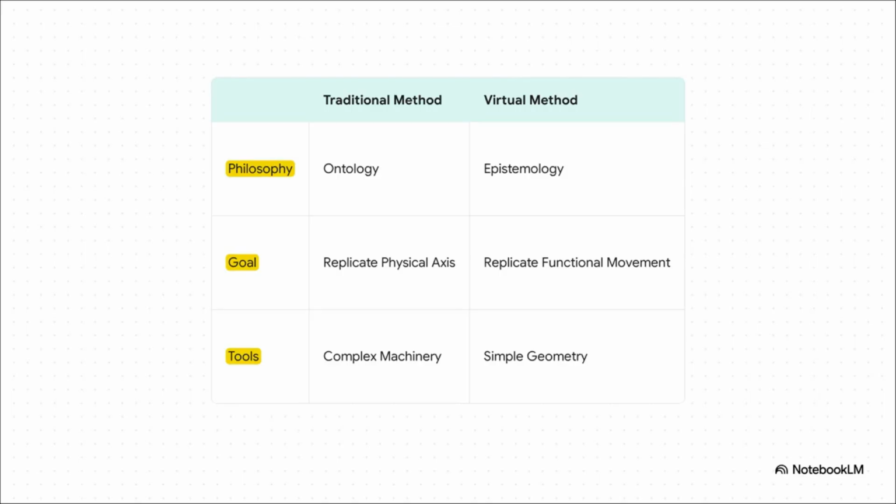This table just lays it all out. The philosophy shifts from ontology to epistemology, from chasing the territory to perfecting the map. The goal changes from replicating a physical axis to replicating a functional movement. And the tools go from that complex, heavy machinery to just simple, elegant geometry. That shift in the goal is the biggest deal of all. From trying to be a god and find the true physical reality to the practical mission of just making something that works perfectly.